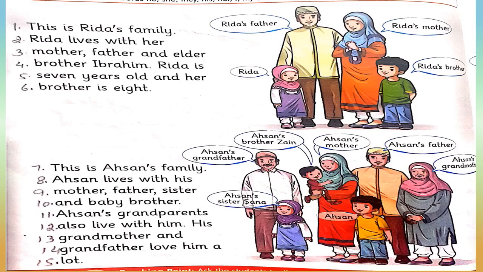Now we have done reading of page number 20. In this page we learned about Rida's family and Ehsan's family. In Rida's family there are mother, father, and elder brother Ibrahim, and in Ehsan's family he has mother, father, sister, baby brother, and their grandparents. They all live together.